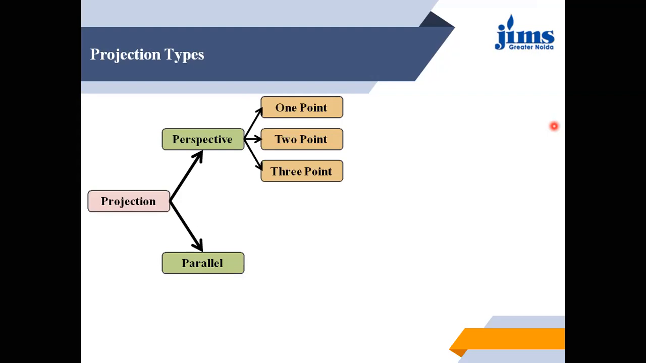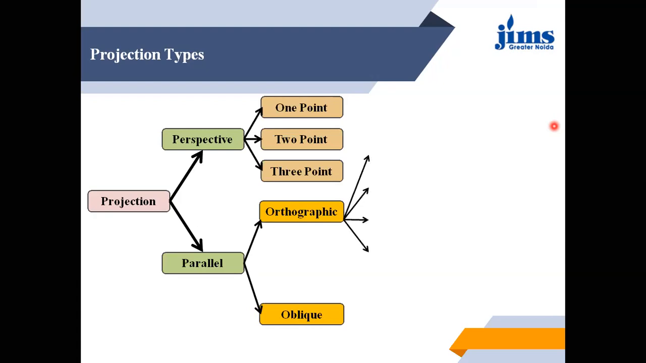Today we will discuss parallel projection. Parallel projection is also basically of two types. Broadly it can be divided into two classes: the first is orthographic and the second is oblique projection. Again, we can divide oblique projection into two parts, whereas orthographic projection is divided into four parts. First we will see the types of orthographic projection.